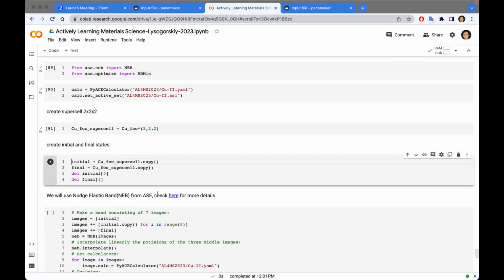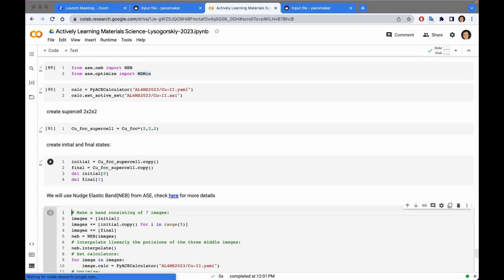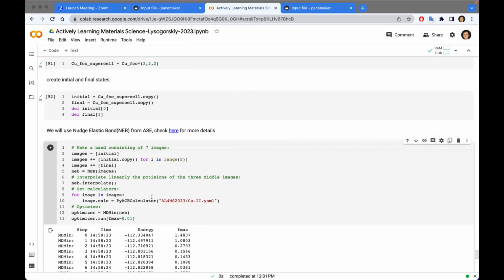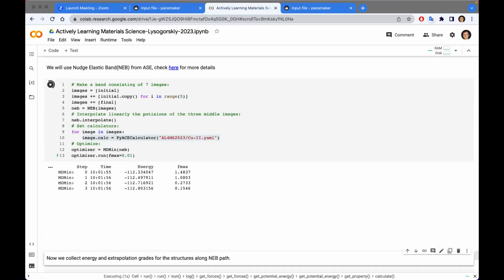According to this nudged elastic band tutorial from ASE, you can find it here, we need to create initial and final. So in the initial configuration, I delete atom number 0 and in the final atom number 1, just to have two adjacent vacancies, and then interpolate between them. It will be done by NEB. And I have to set up a separate copy of the calculator for each image. That's how it works. So you see here, we do not set up any active set, we just compute energies and forces, and run this NEB minimization.